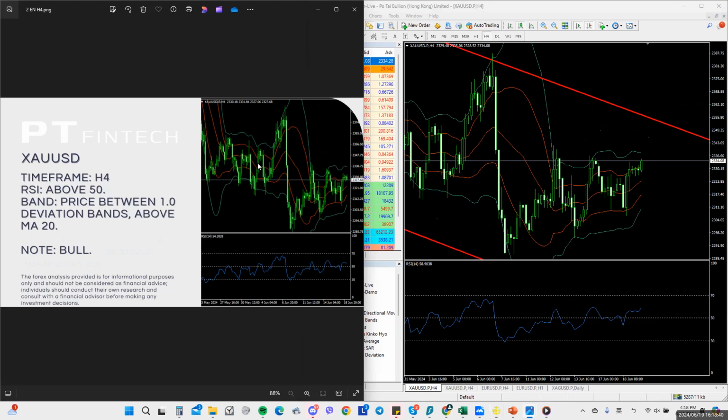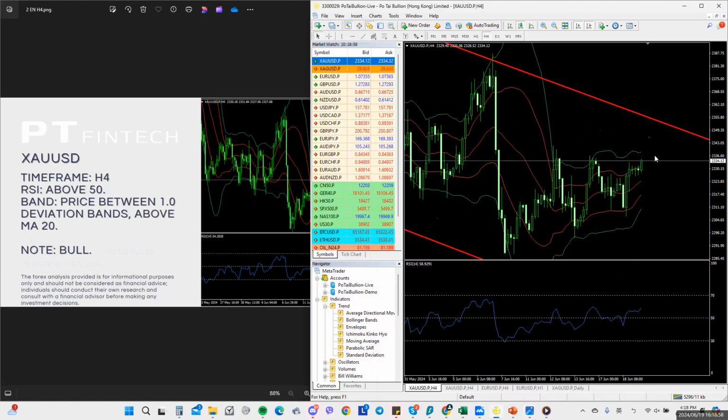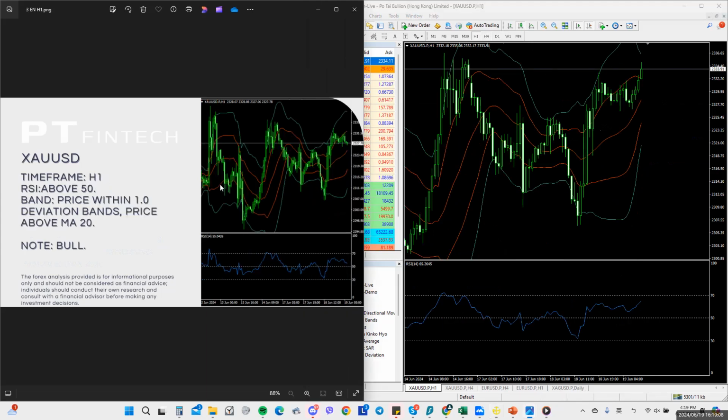Let's see. Okay, H4, RSI is above 50. Okay, so potentially more of a bullish sign. Bands, price between 1.0 deviation, and prices are above MA20. It's actually now the price broke above, so it's trading on the top bands. So right now it does indicate more of a bullish trend. Okay, so that's interesting.